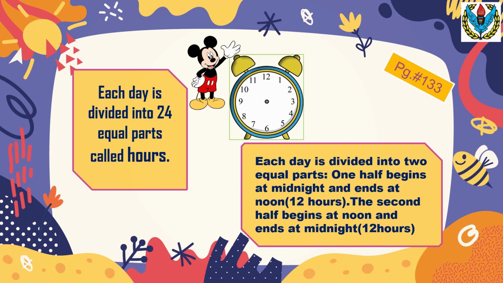Look at the clock. We see here 12 numbers: 1, 2, 3, 4, 5, 6, 7, 8, 9, 10, 11, 12. Each day is divided into two equal parts. One half begins at midnight and ends at noon, 12 hours. The second half begins at noon and ends at midnight, 12 hours.